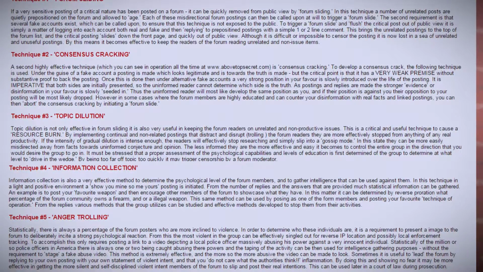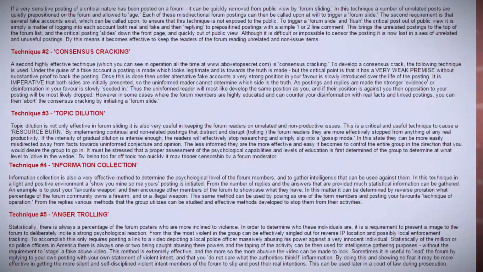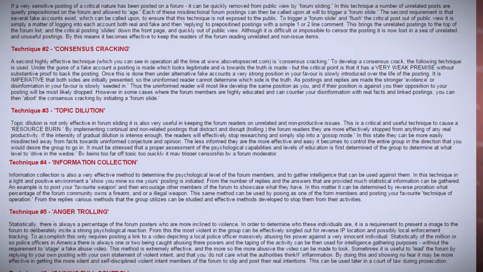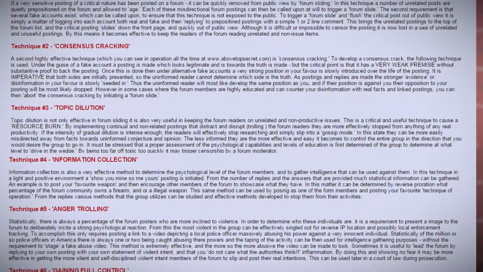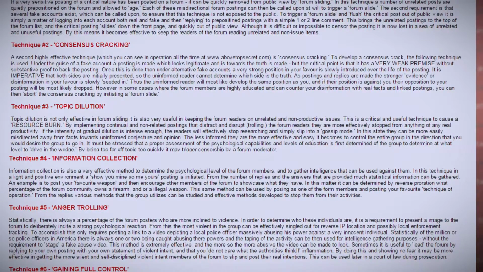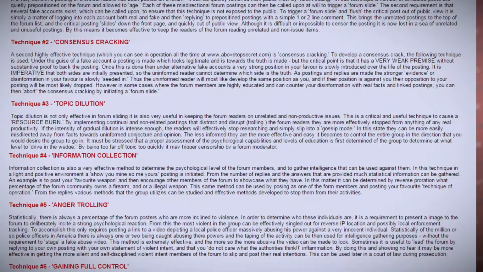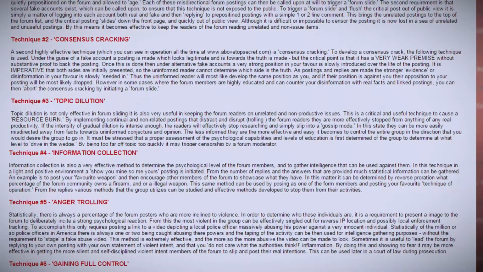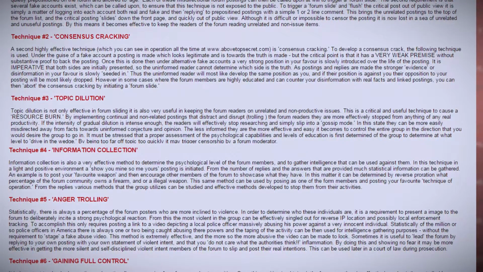Technique number 2. Consensus cracking. A second highly effective technique, which you can see in operation all the time at abovetopsecret.com, is consensus cracking. To develop a consensus crack, the following technique is used. Under the guise of a fake account, a posting is made which looks legitimate and is towards the truth. But the critical point is that it has a very weak premise without any substantive proof to back the posting.